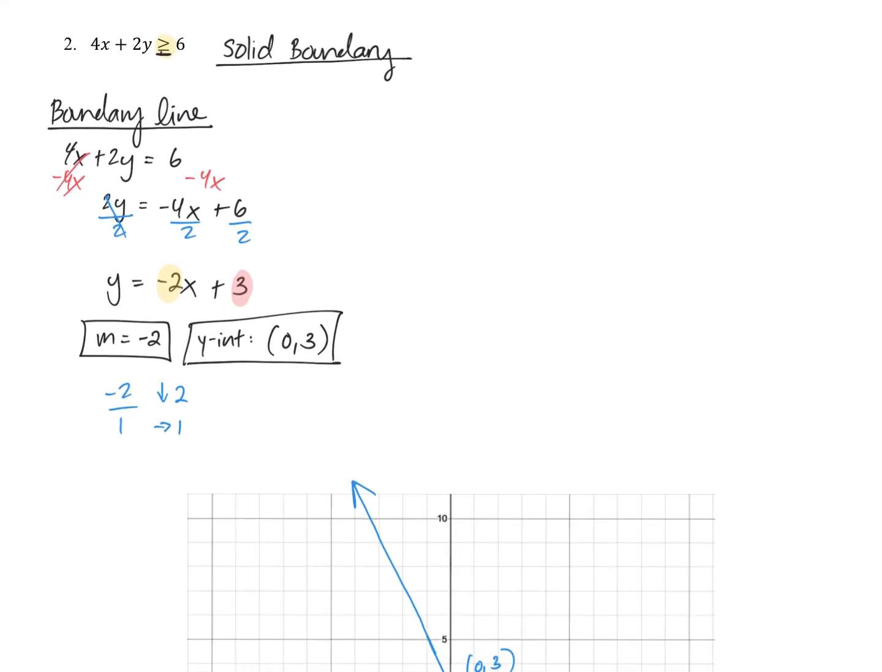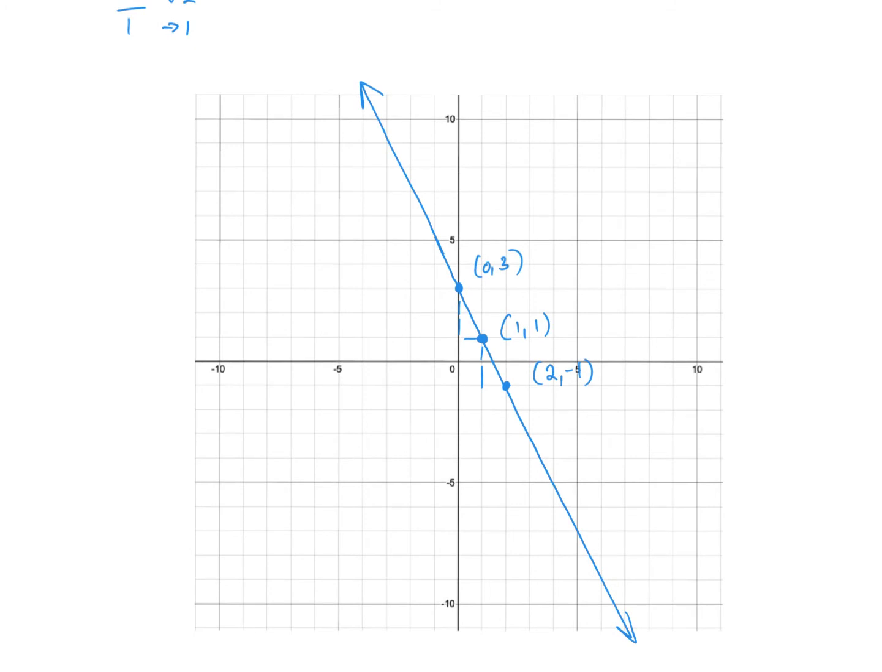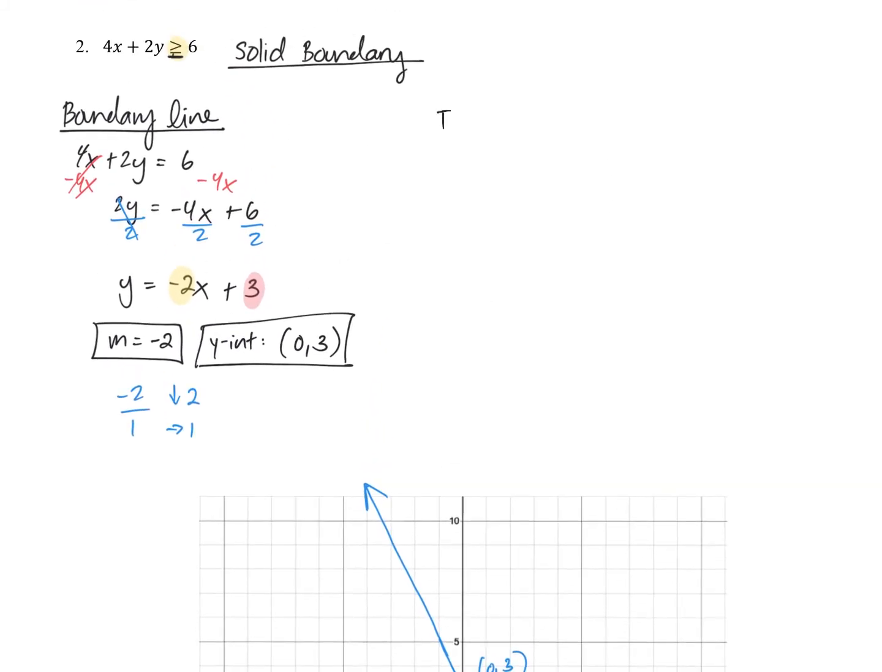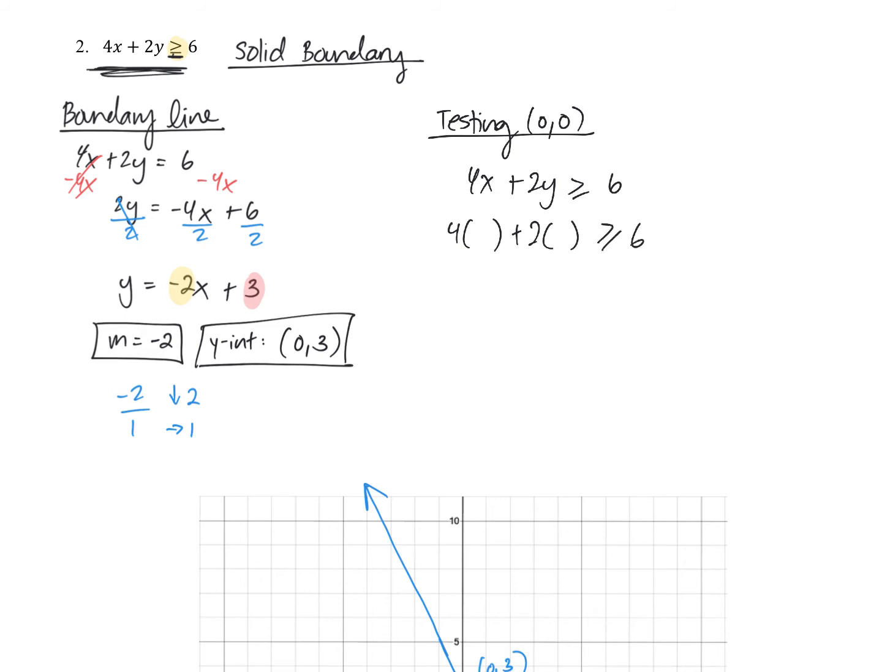Now we need our test point. As usual, I like to pick (0, 0) if possible for my test point. I'll go ahead and label it there, and then I'll write testing up here. Always make sure to label your work. So we're testing (0, 0), and we're testing it with our original equation up there. It's 4x plus 2y greater than or equal to 6. We'll go ahead and plug in 0. Remember, we're not moving anything around. We're just testing the sides to see if they are equal. So that's my x and y value.